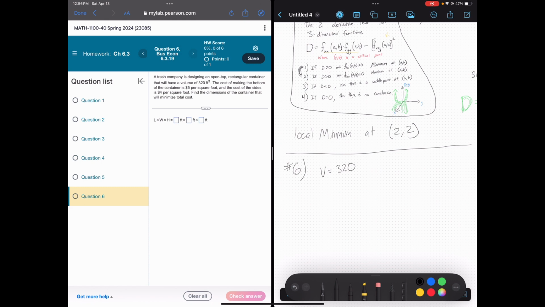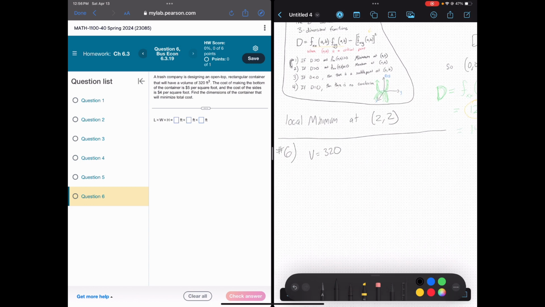What does this sound like? This sounds like an optimization problem. But optimization problems, all they are is finding your minimums and maximums. What are we going to use? We're going to use derivatives. But this will be slightly different because it's a multivariable. This is going to be a multivariable function that we're going to be working with. Well, let's take a look at volume. I know my volume is 320. There's my constraint.